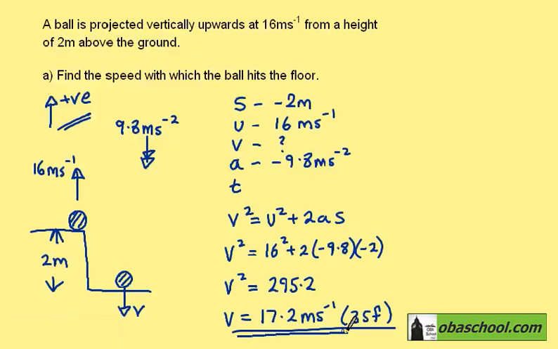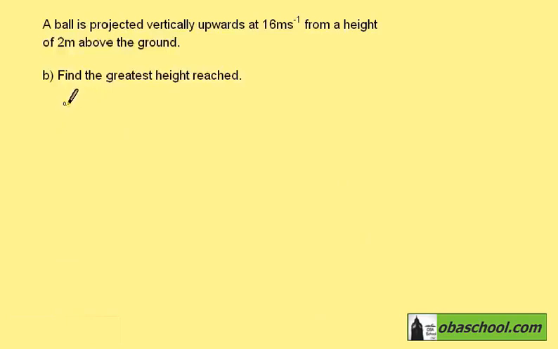This makes sense, since the object has fallen further than it was thrown upwards, so we would expect this to be faster than the speed of projection. For the same ball, we want to find the greatest height reached. So our ball is projected upwards at 16 meters per second. When it reaches its greatest height, the ball will have a velocity of 0.